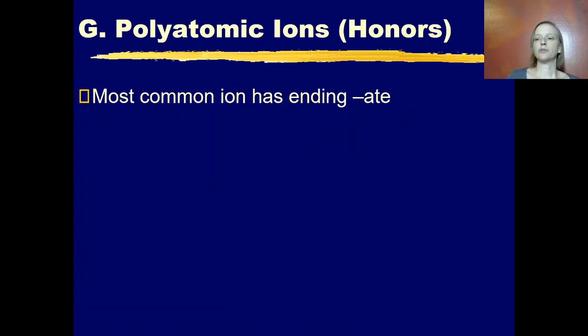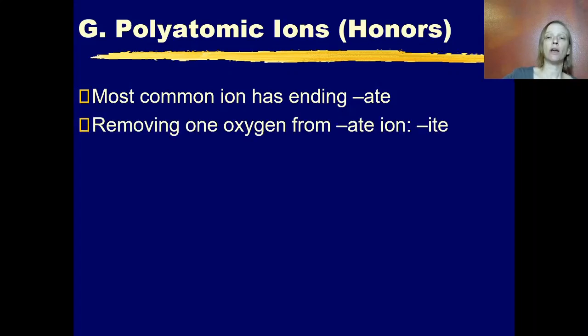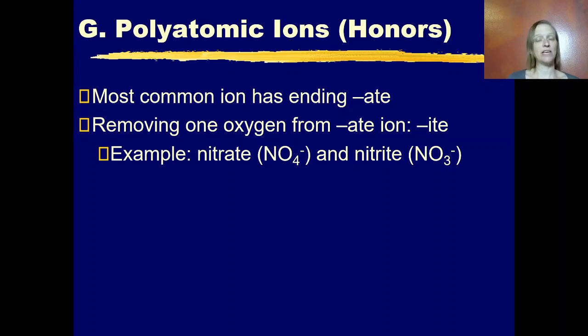For my honors students, you are going to need to memorize some of your polyatomic ions. So I just wanted to draw your attention to some naming patterns with your polyatomic ions. The most common ion ending will end ate. And if you remove one oxygen from the ate version of the ion, you end up with the ite version of the ion. An example of this would be nitrate versus nitrite. Nitrite has 1 fewer oxygen than nitrate has.